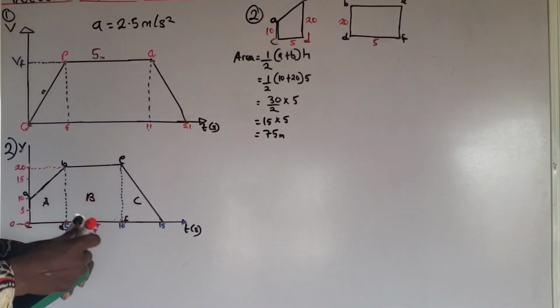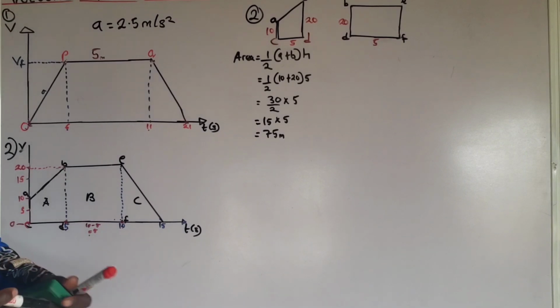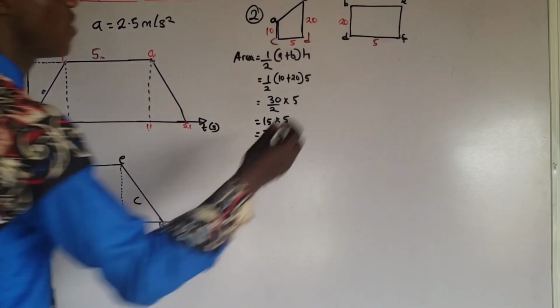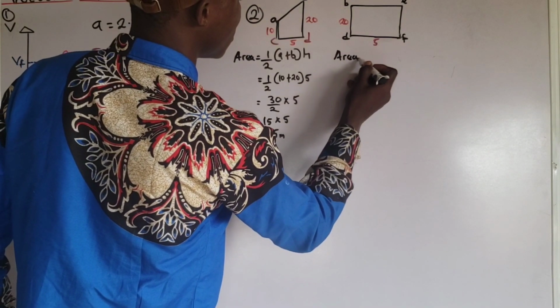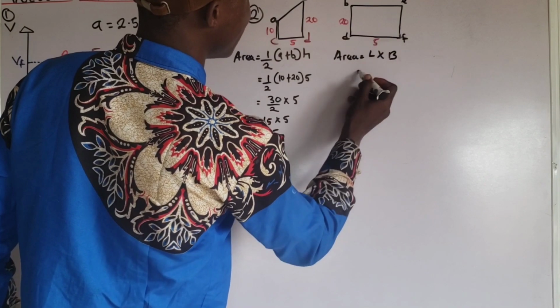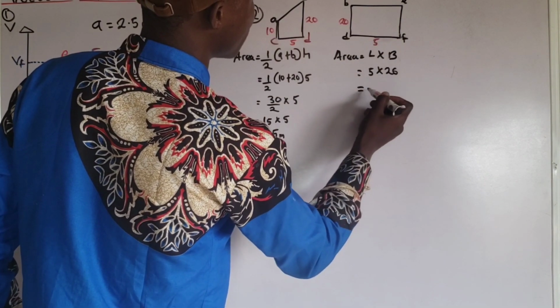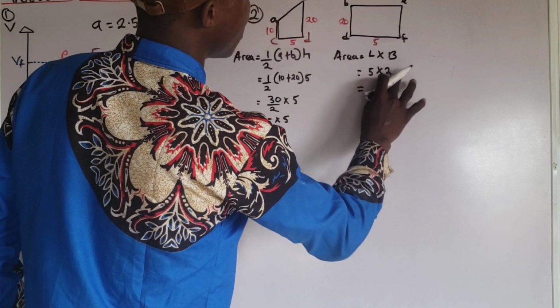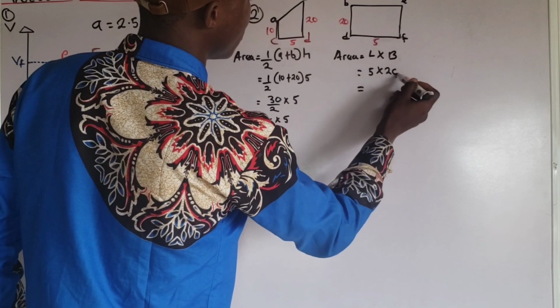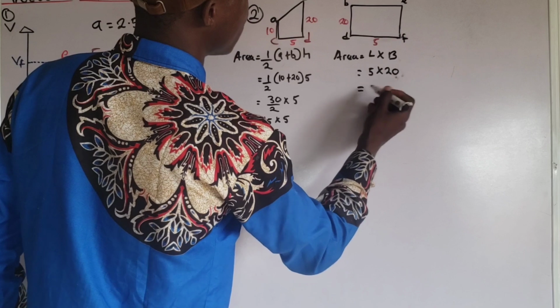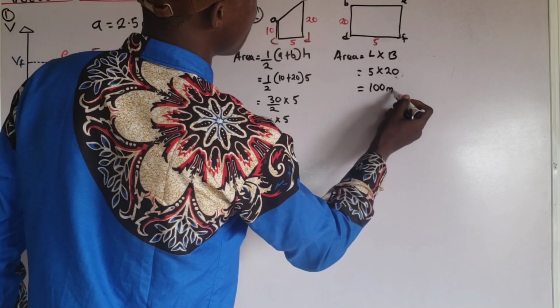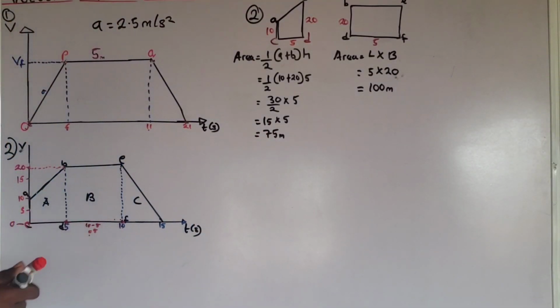Now, we've gotten all we need to calculate the area of the rectangle. So area of the rectangle is equal to what? Length times breadth. The length is 5 and the breadth is 20. So 5 times 20 is 100. So here we have 100 meters. That is the area of the rectangle.